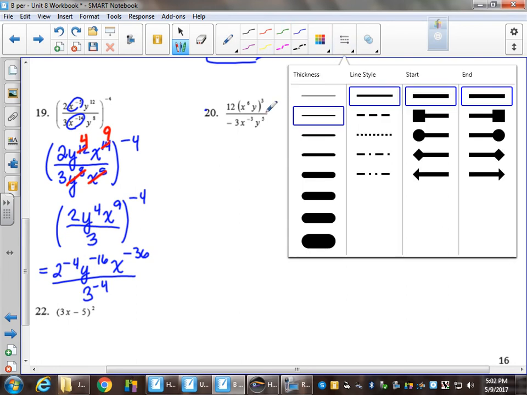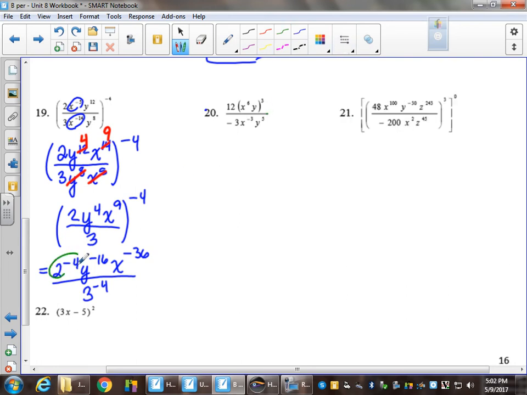So now when I look, I've got negative exponents everywhere. This is going to move, this is going to move, this is going to move, and this is going to move. Everything's moving. So literally the entire numerator is moving to the denominator, and the denominator is moving to the numerator. So that gets me 3 to the 4th divided by 2 to the 4th, y to the 16th, x to the 36.